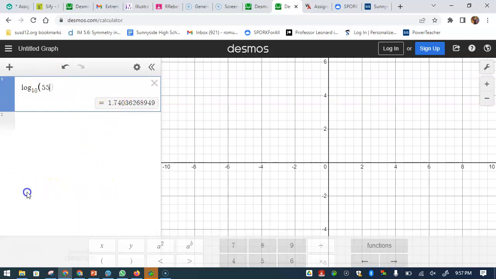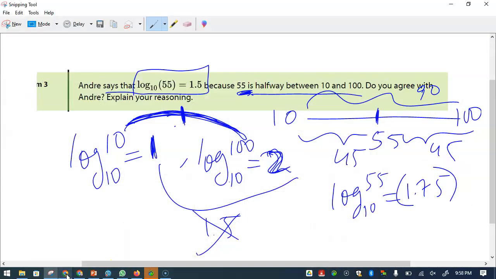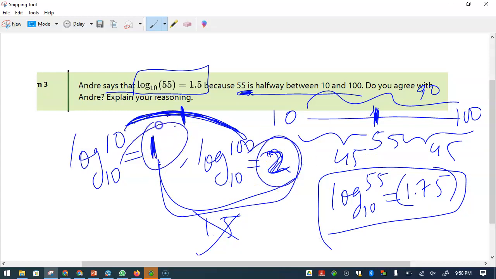So that's what he's thinking is wrong. So you should explain why he's wrong. So this is the correct answer. Just because it is halfway doesn't mean the value will be one between this one and this one. No.